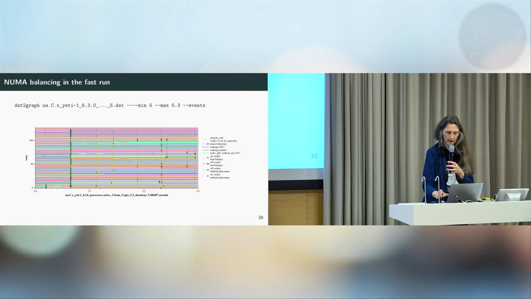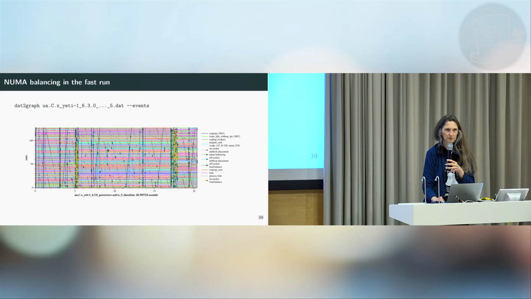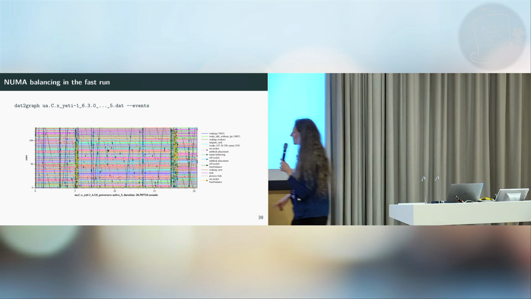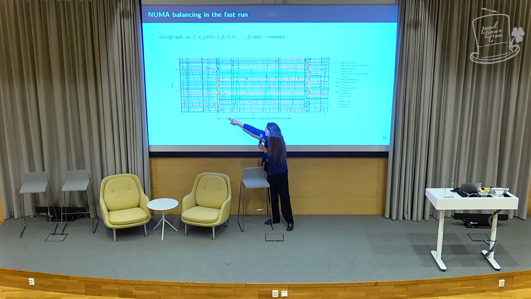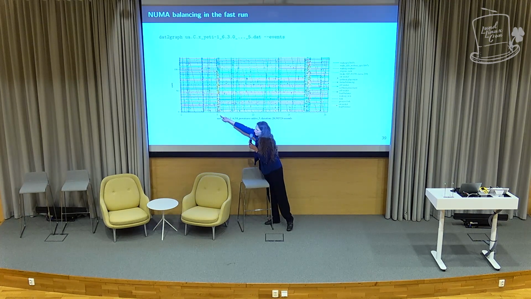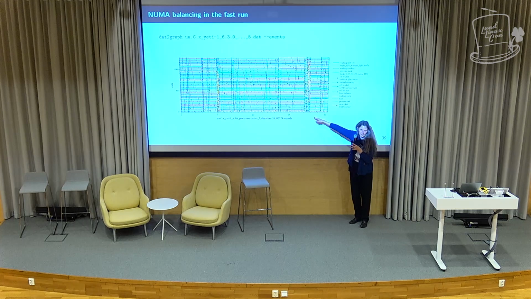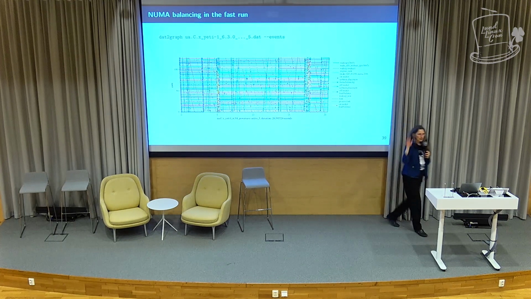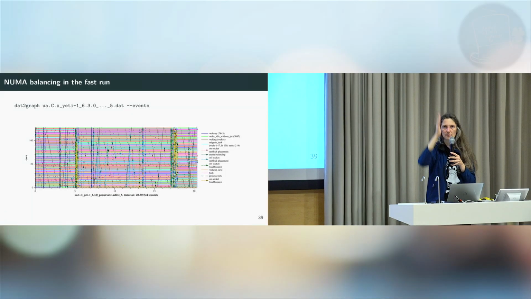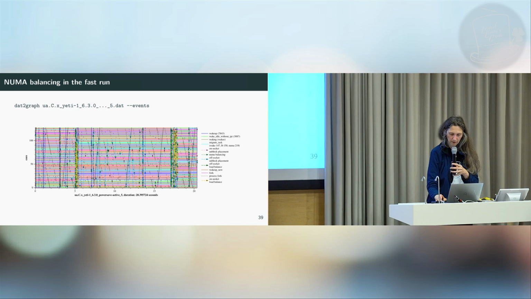This is the fast run. This is a zoom in on the fast run. This is the complete fast run, so you can see lots more events happening at different points, but you can see these two places that we highlighted at the beginning. At 5 seconds we have a bunch of NUMA balancing, and at 17 seconds we also have a bunch of NUMA balancing. Those are the places where there were those lines and things were moving around on the machine.